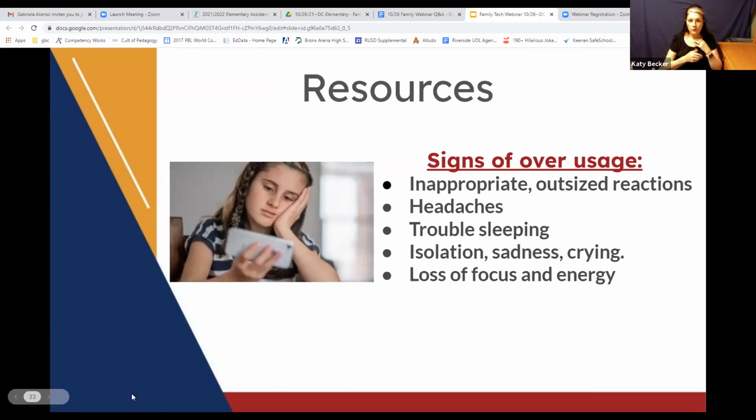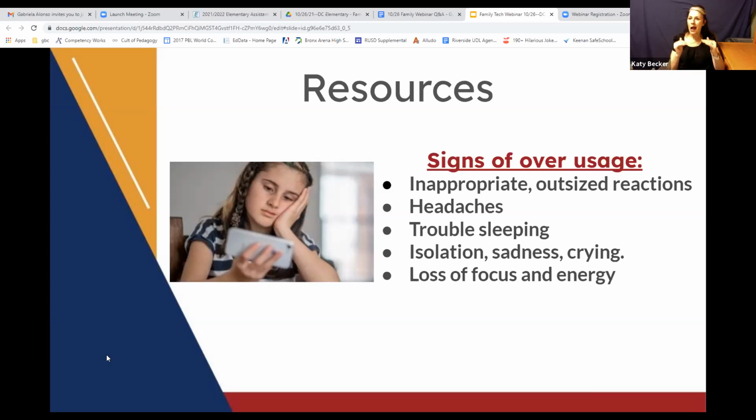So now we'll go into some resources that we have for you. One of the things about using digital media a lot nowadays is that our kids sometimes overuse it. And I'm sure you all know, as parents, we have that concern about our kids' desires to want to be online and do all these things all the time. So I just wanted to share with you guys some signs of overusage. And that is, you may get inappropriate or oversized reactions when you're asking your child to turn that device off. And this goes back to the lessons that we share about balance.